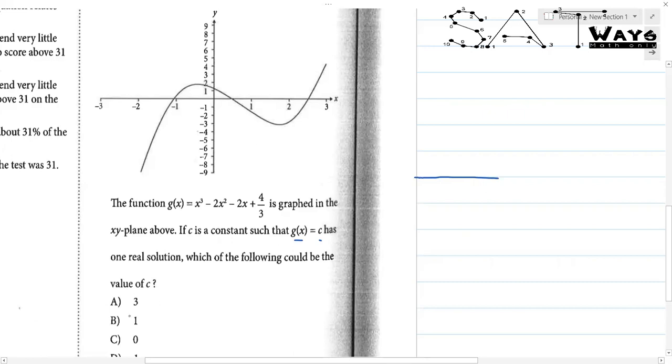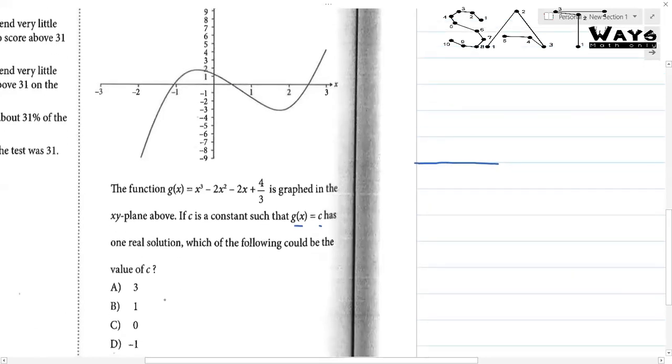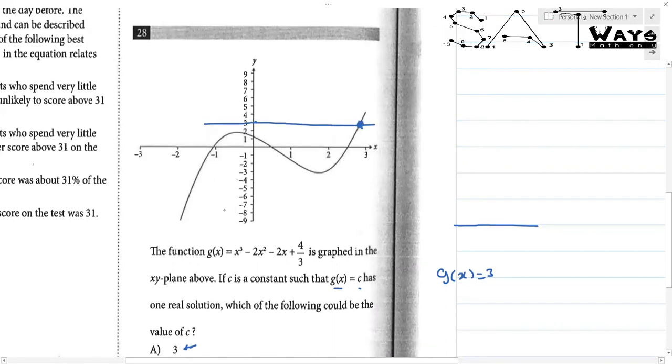So which of the following values of c, which of the following horizontal lines give you one solution? The value will cut that shape one time, which means if we try g of x equal to c, we put 3. G of x equal 3. Let's graph it on the coordinate plane. 3 is a horizontal line, because it's y equal 3. It cuts it one time, so the answer is 3.